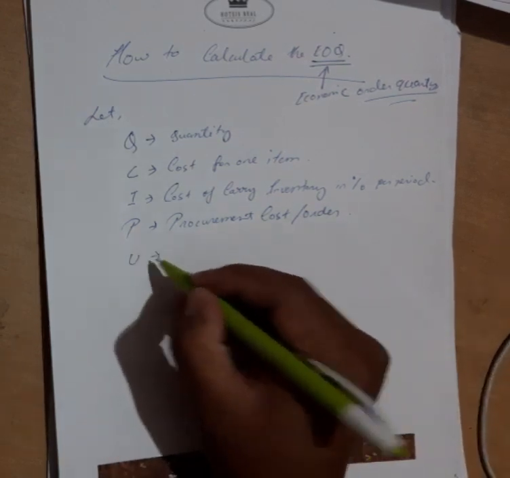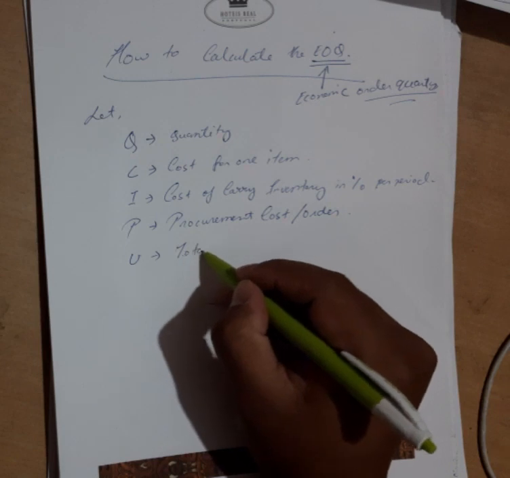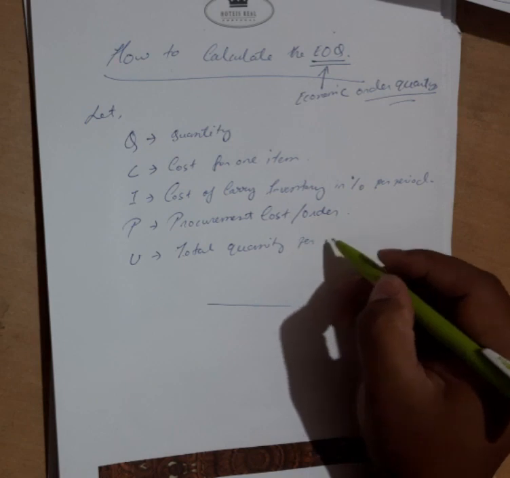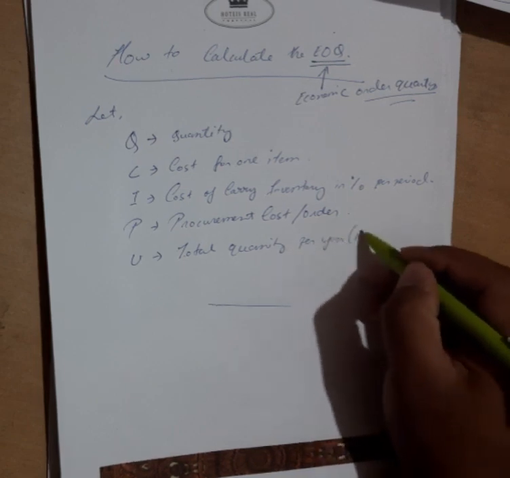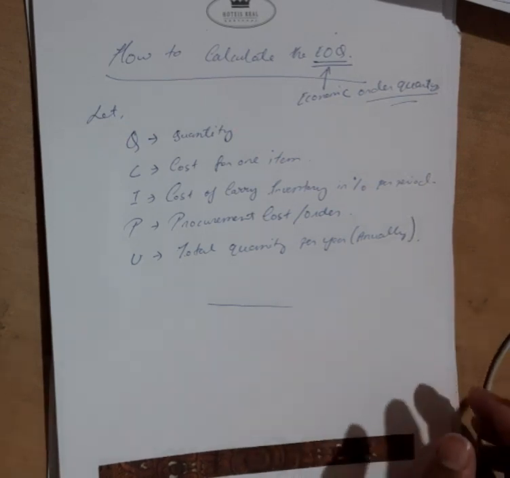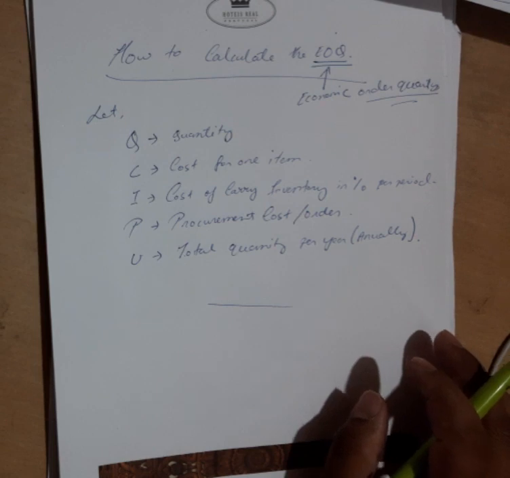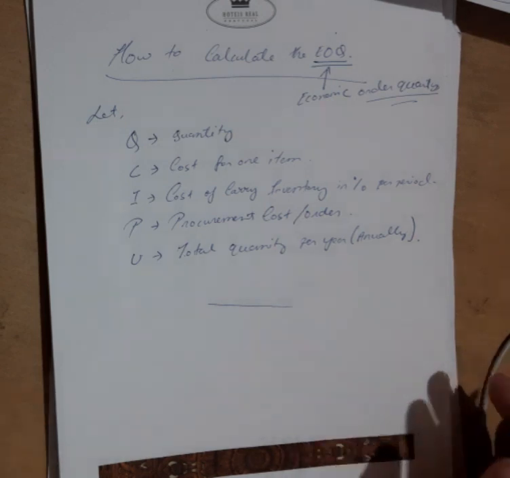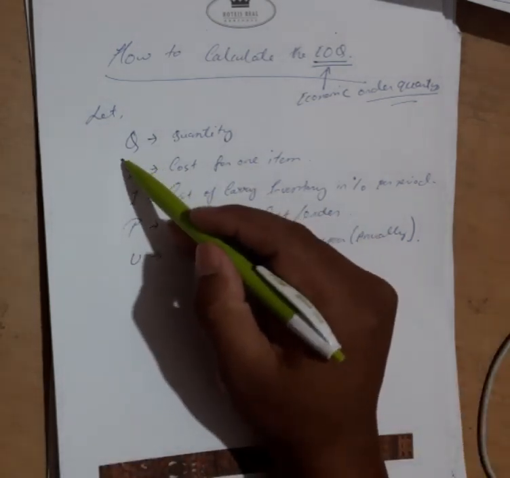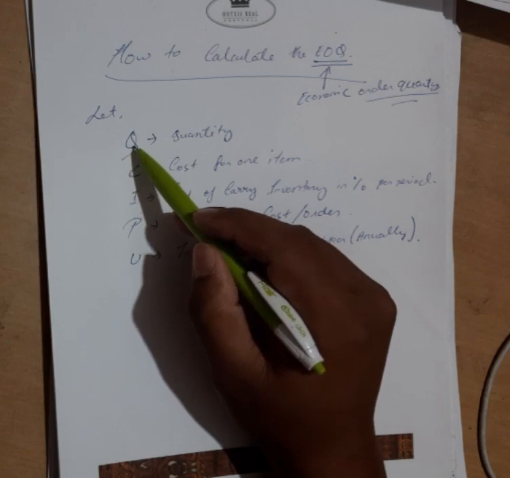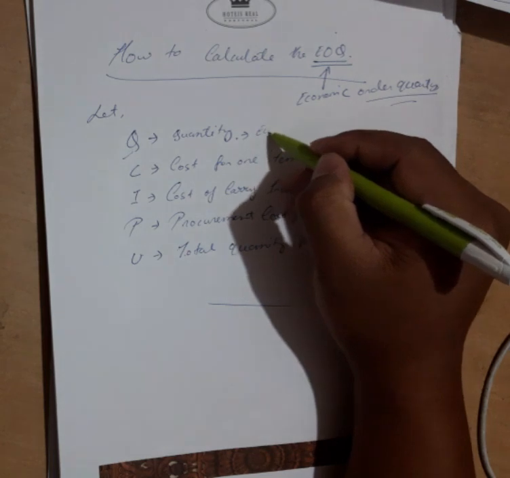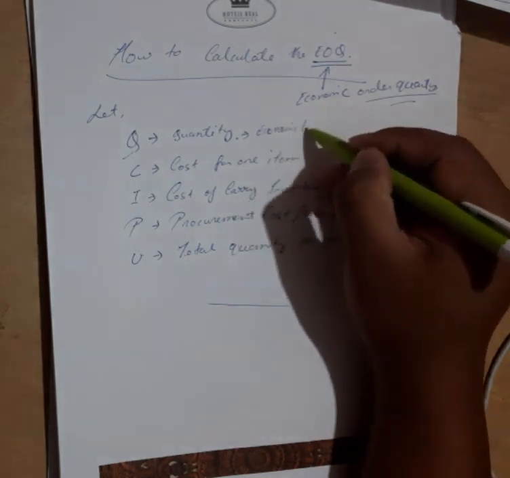Then P is the procurement cost, then U, let us assume U to be the total quantity per year or annually, whatever, same thing. Okay, so before calculating how to find the EOQ, we should be clear about a few terms. Already we have assumed Q as a quantity, or you can say the economic lot size.